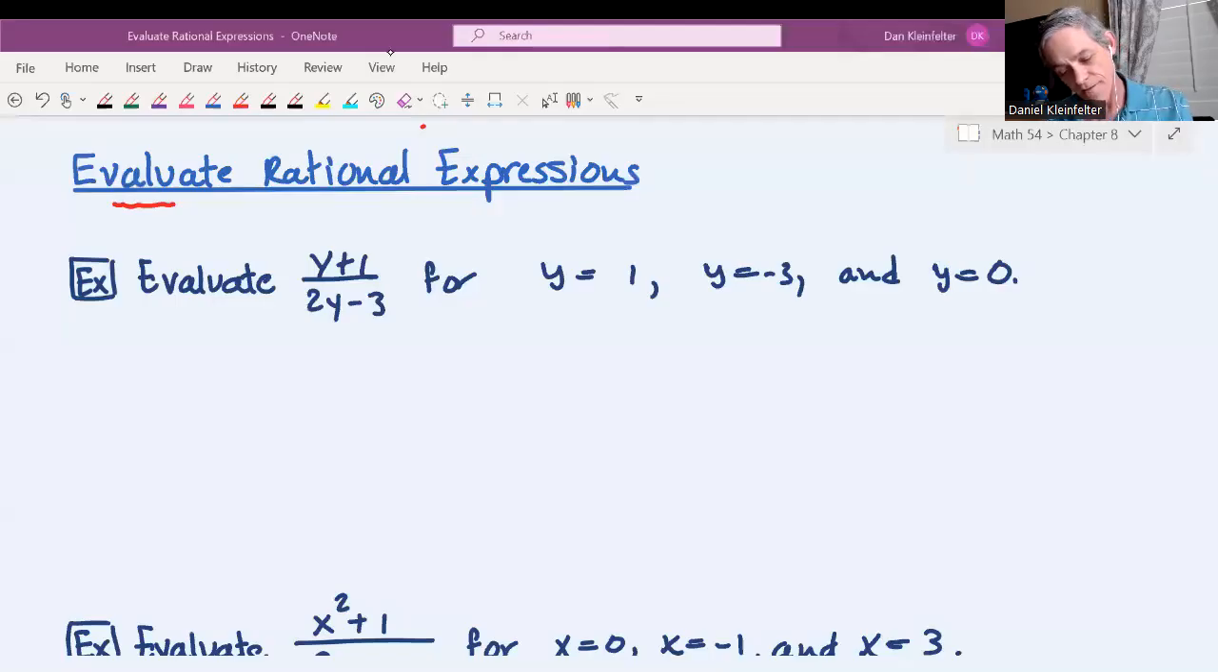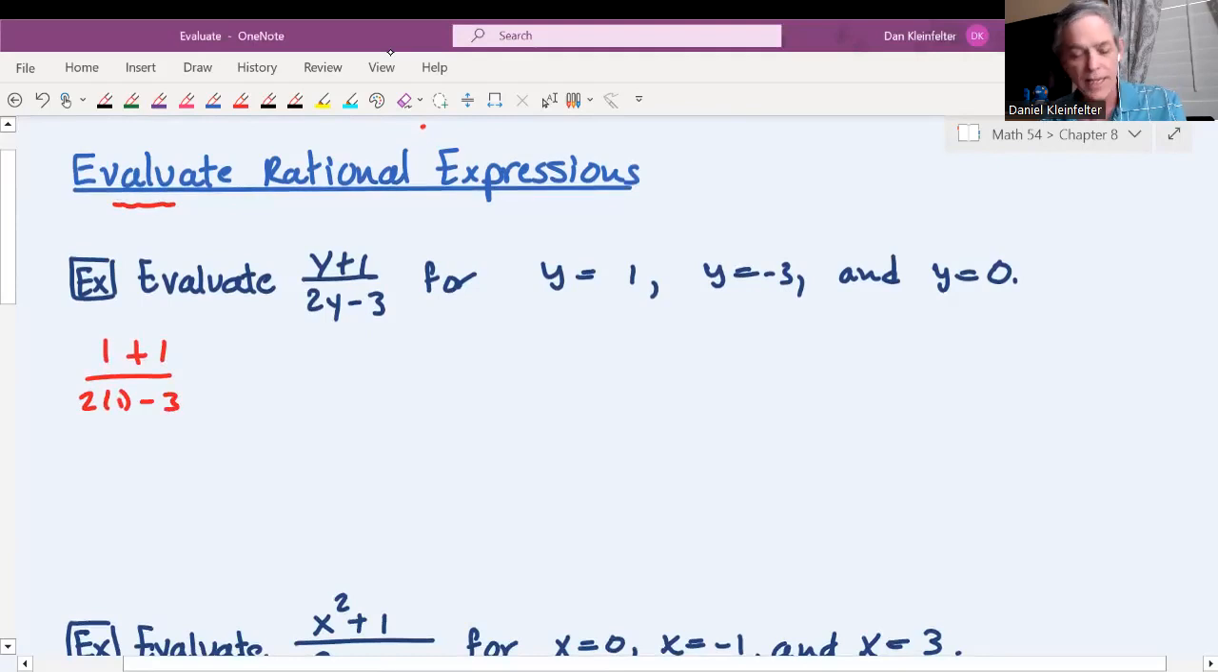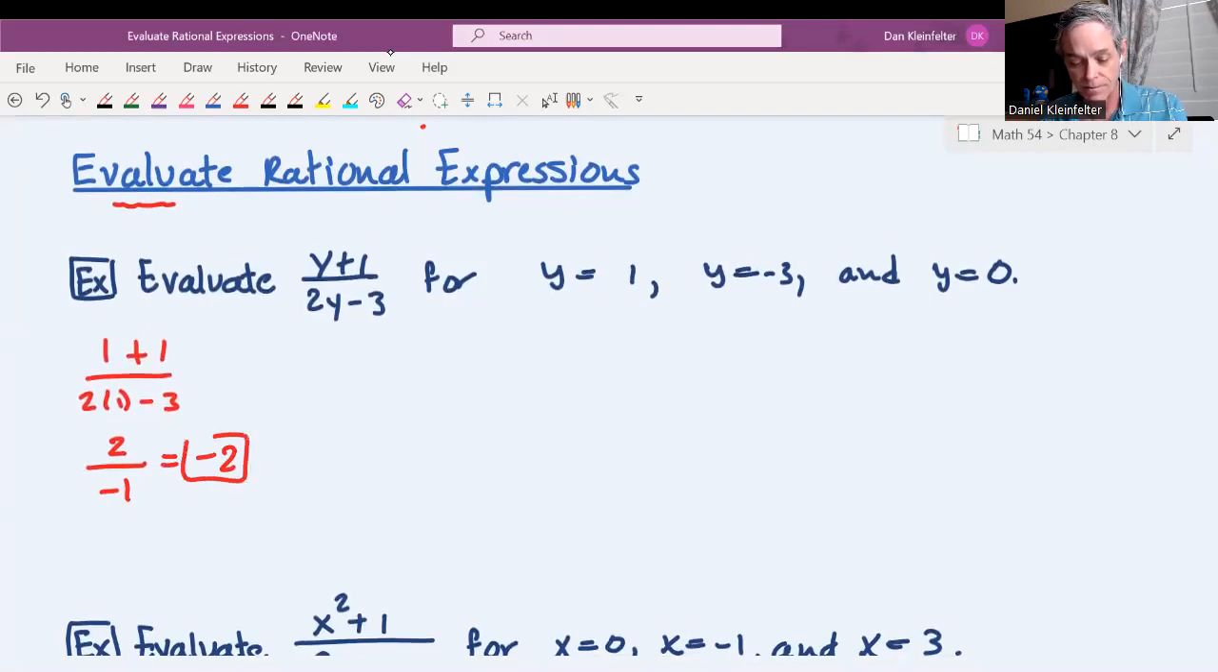All right, so let's try that first of all for 1. I'm going to replace the y by a 1 everywhere it occurs, and then compute an answer. So we have 1 plus 1 or 2 in the top. 2 times 1 is 2. 2 minus 3 is negative 1 in the bottom. That will be negative 2.